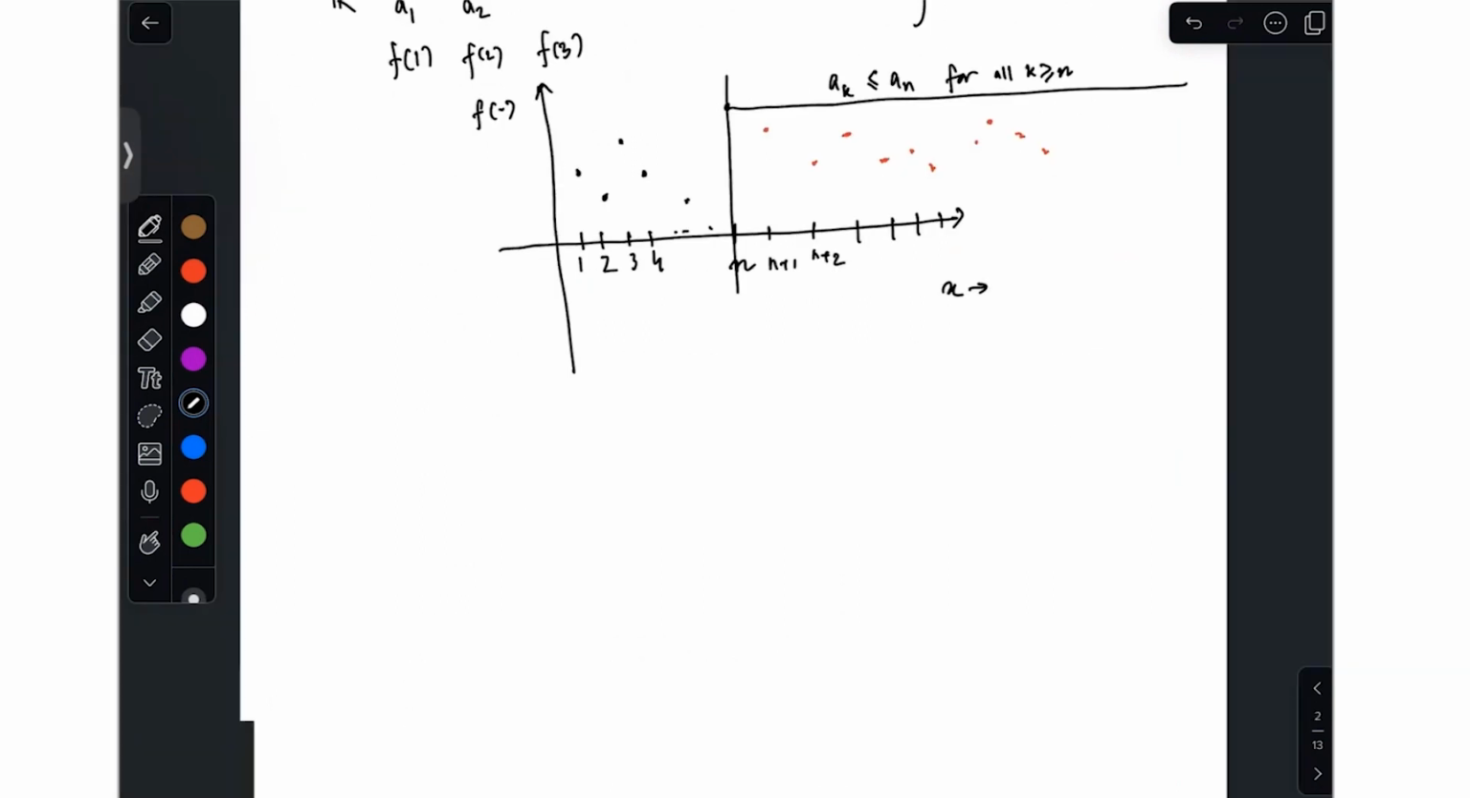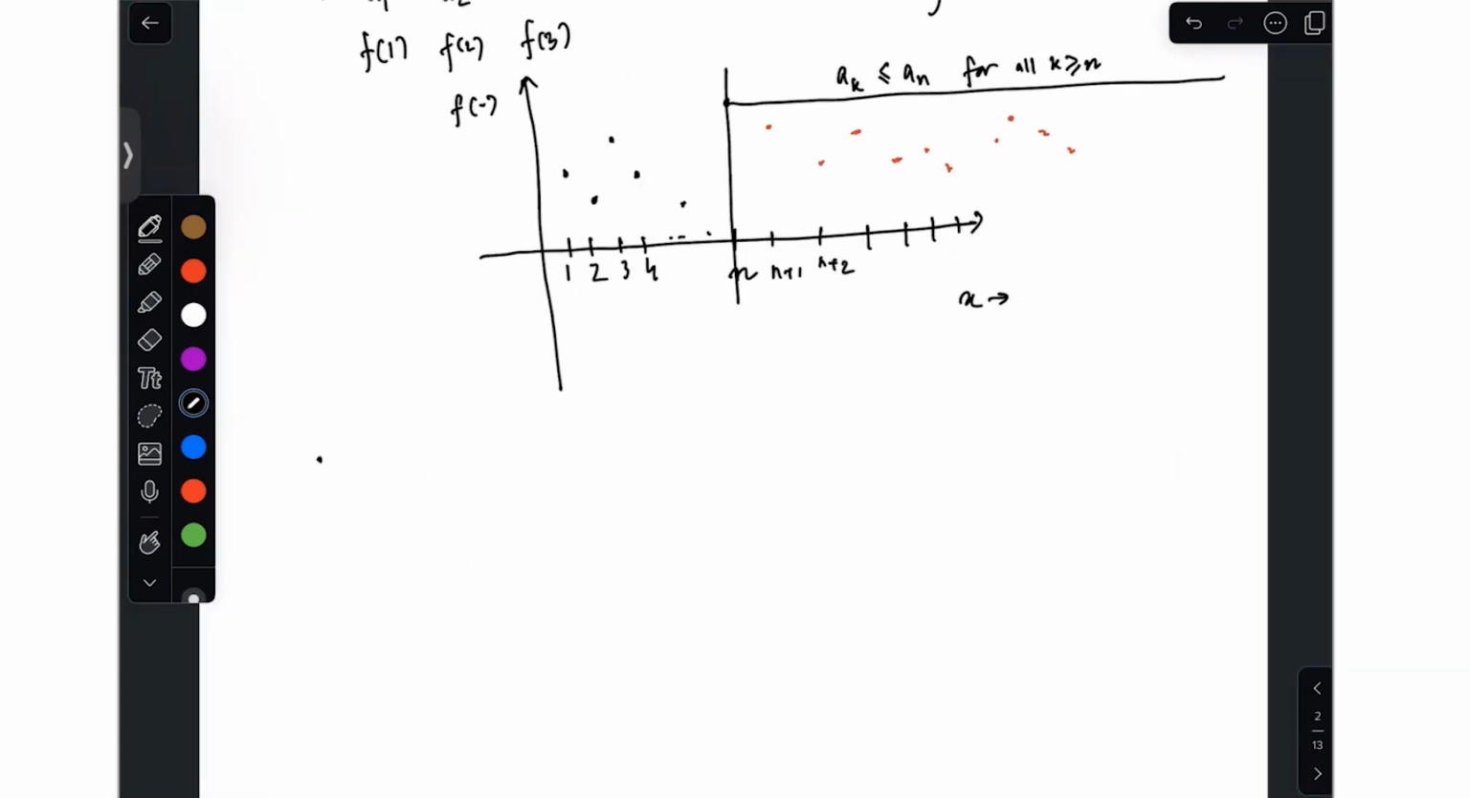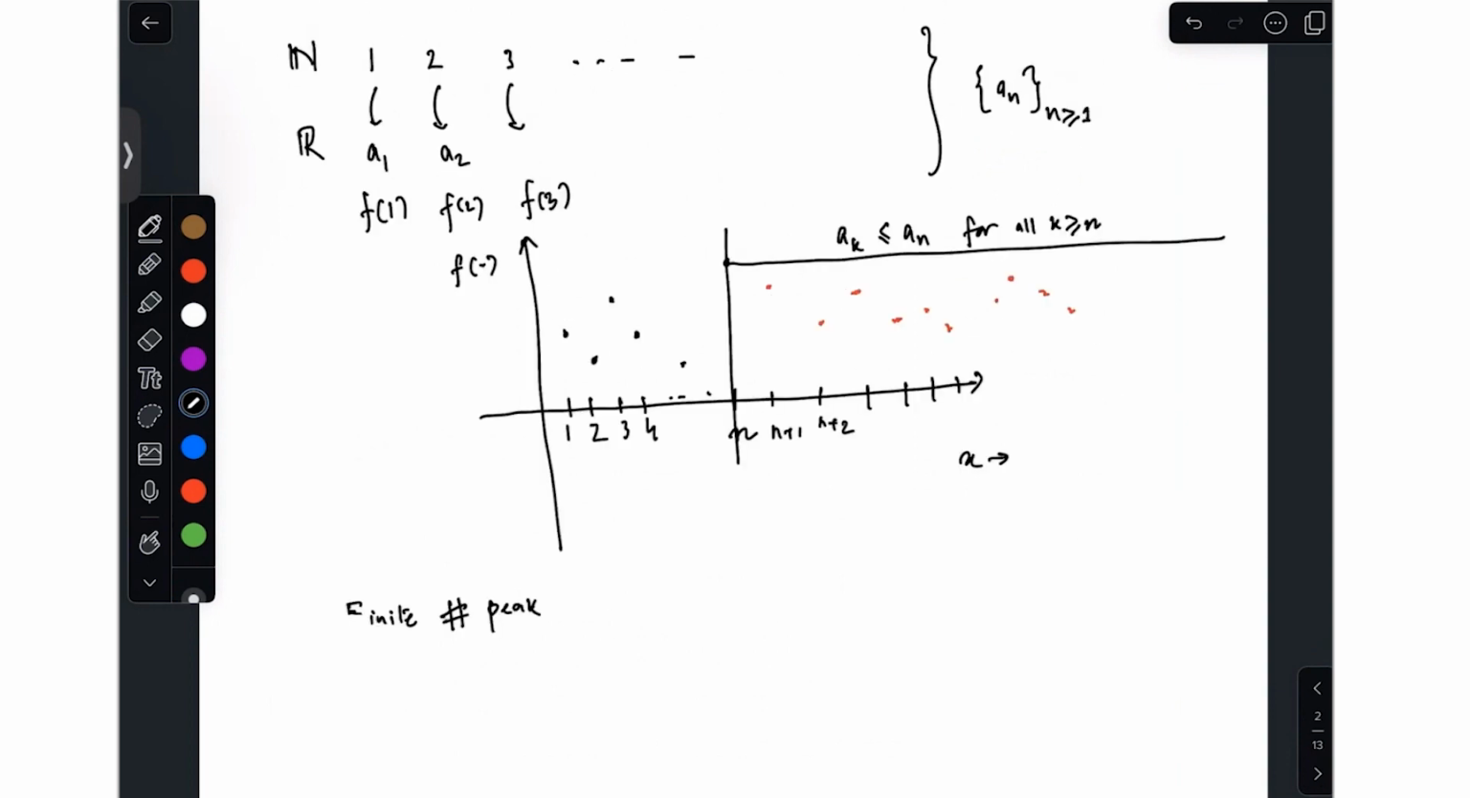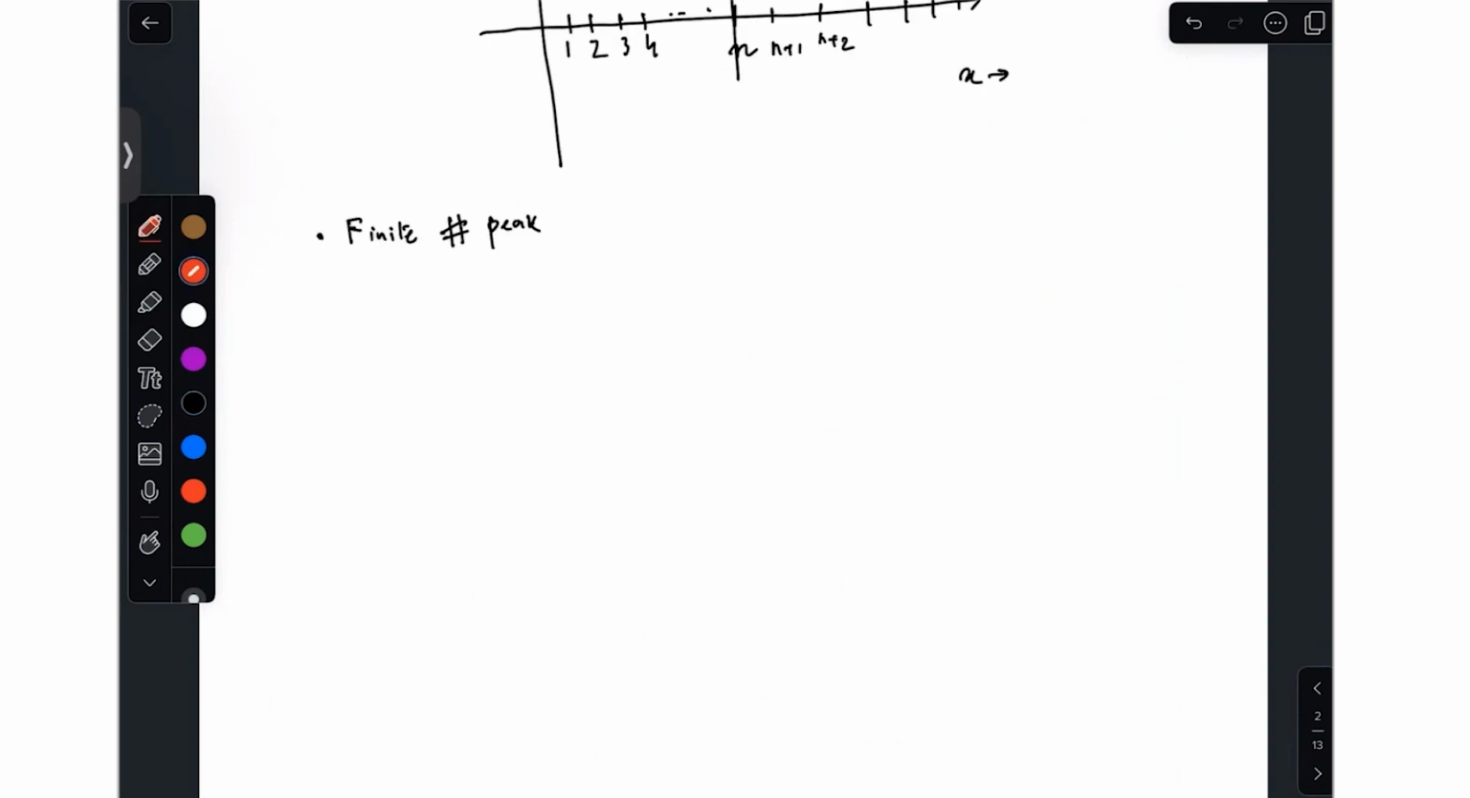So what it means, let's understand in detail. Finitely many peaks, a finite number of peaks. That's what he's asking. So let's assume that there are a finite number of peaks. Whenever they are saying a finite number of peaks, it can be 1, 2, 3, 4, 5, 6, anything, right?